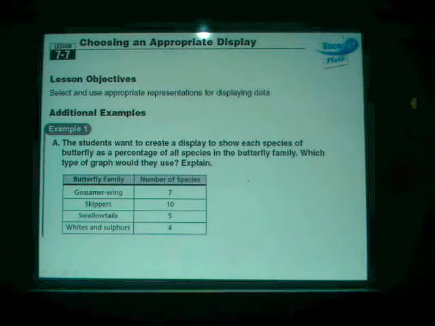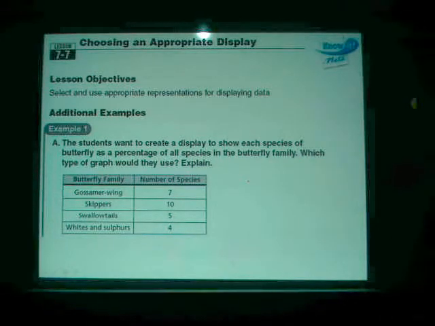Okay, so reference page 412 as you need it, but let's go ahead and take a look at example 1 here. It says the students want to create a display to show each species of butterfly as a percentage of all species in the butterfly family. Which type of graph should they use? And then they ask us to explain.